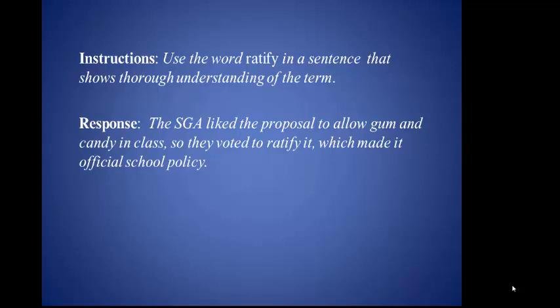So, yes, they've used the word correctly. They definitely show they understand it, but are they engaging in the content? Are they showing mastery of the historical material that we need them to master? Definitely not.